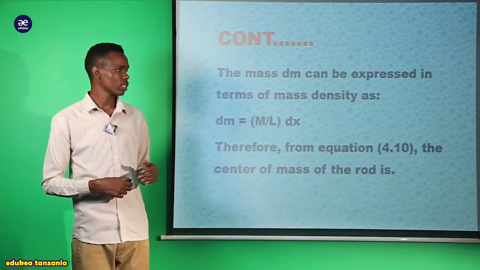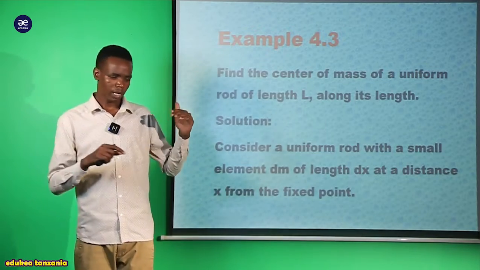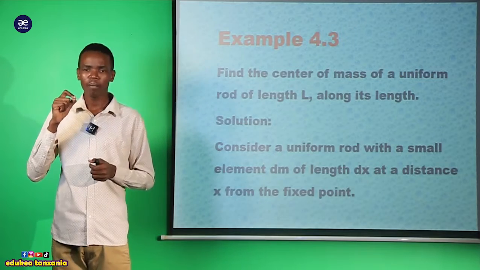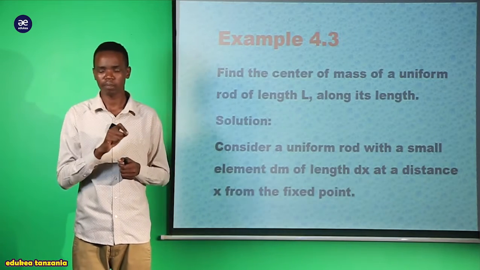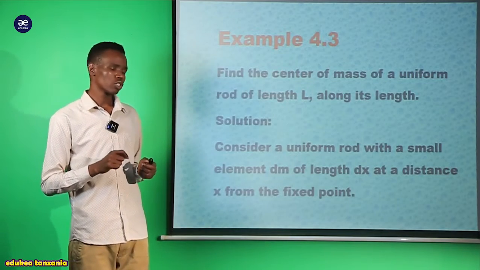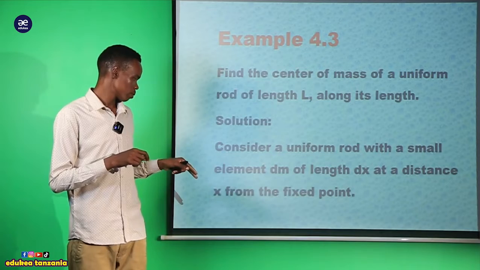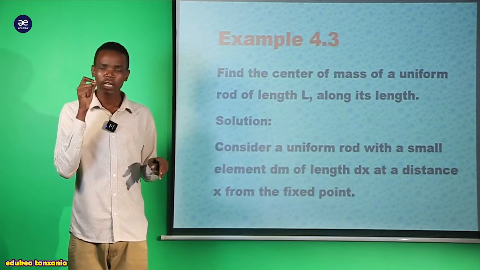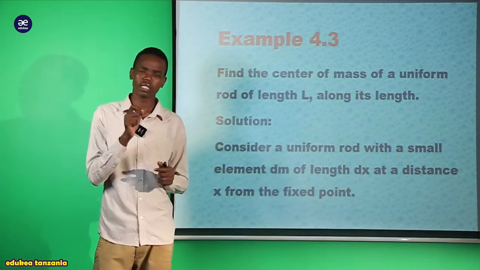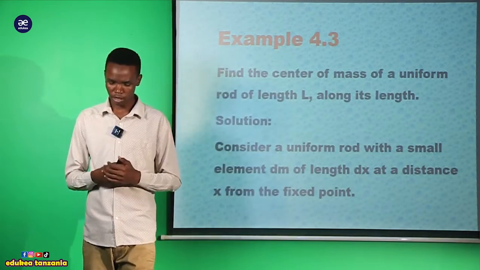So my lovely students, let us see here that we have the uniform load, and that uniform load has a small element which we call dm. It has a small distance, dx, at distance x from the fixed point or the fixed axis of rotation here.